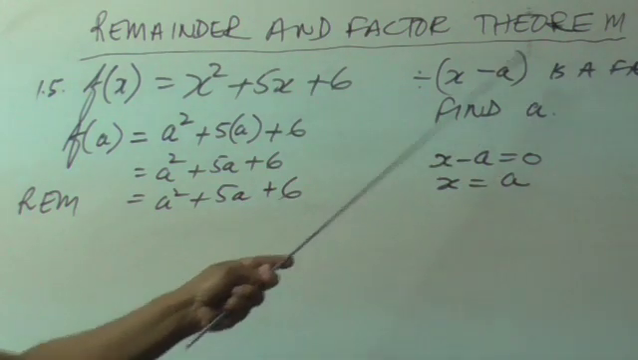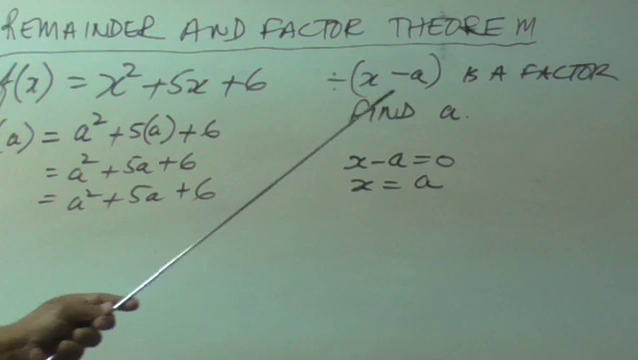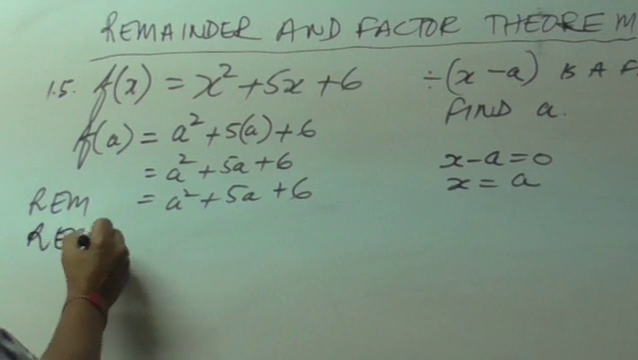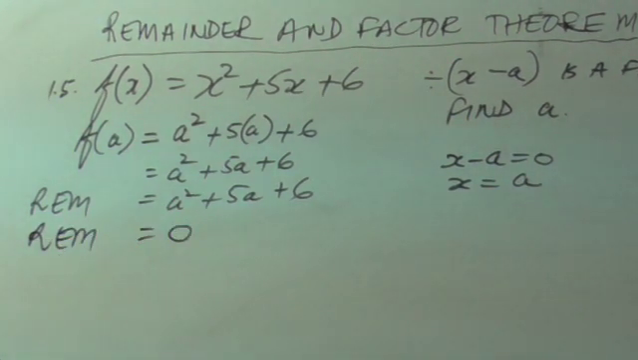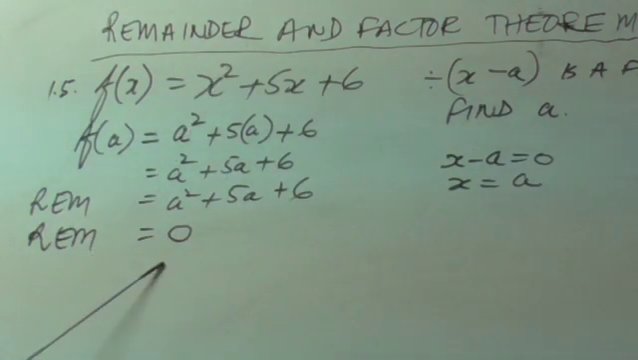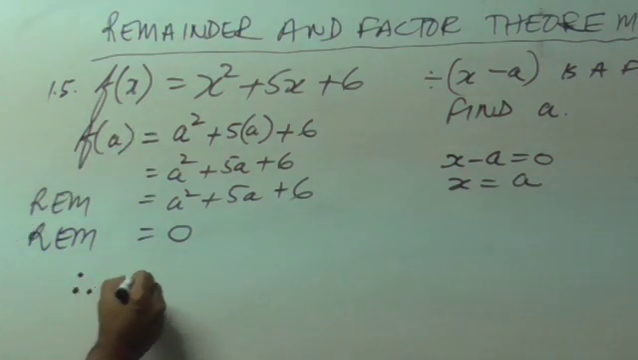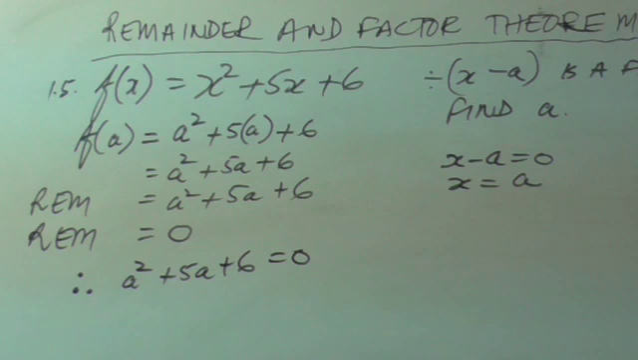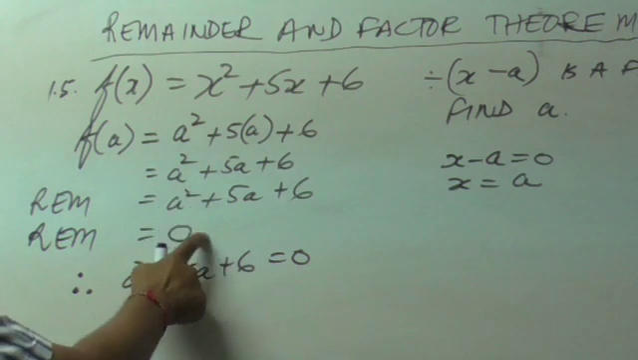But they said that this is a factor. Now working backwards, if this is a factor, then it means the remainder is equal to 0. Now we have two statements. We are saying that by putting a here, the remainder is a squared plus 5a plus 6. We are saying that if this is a factor, then the remainder is 0. And it's about the same question. Therefore, a squared plus 5a plus 6 is equal to 0. Right? You can see the left hand sides are equal. Therefore, you can just make the right hand side equal to the right hand side.